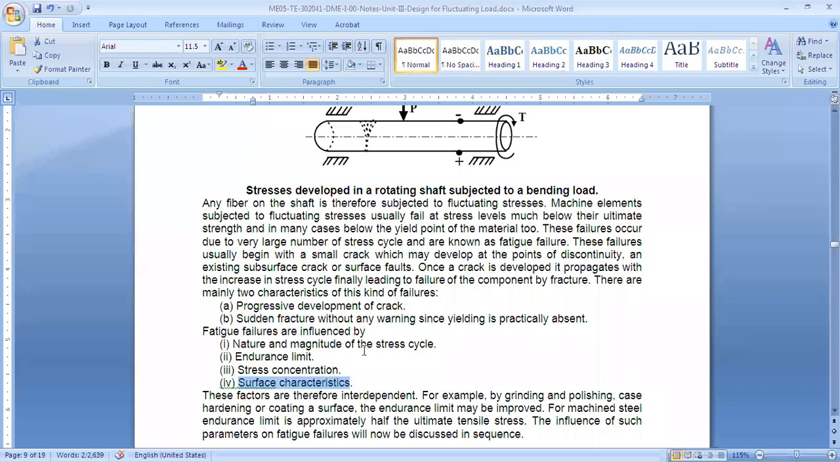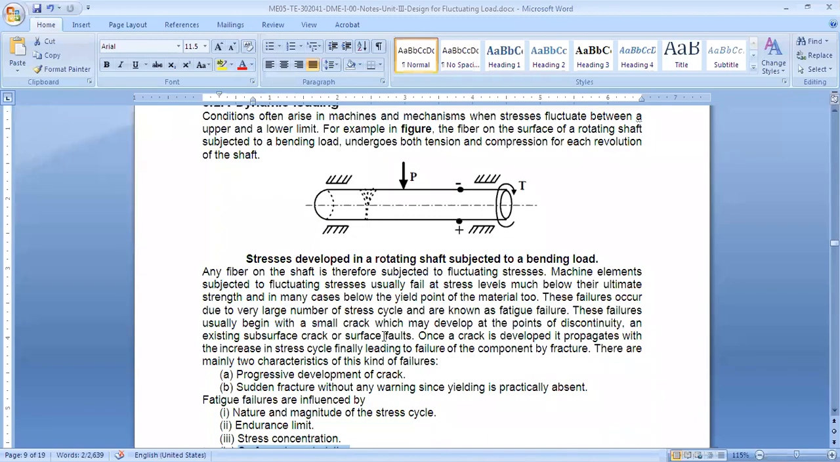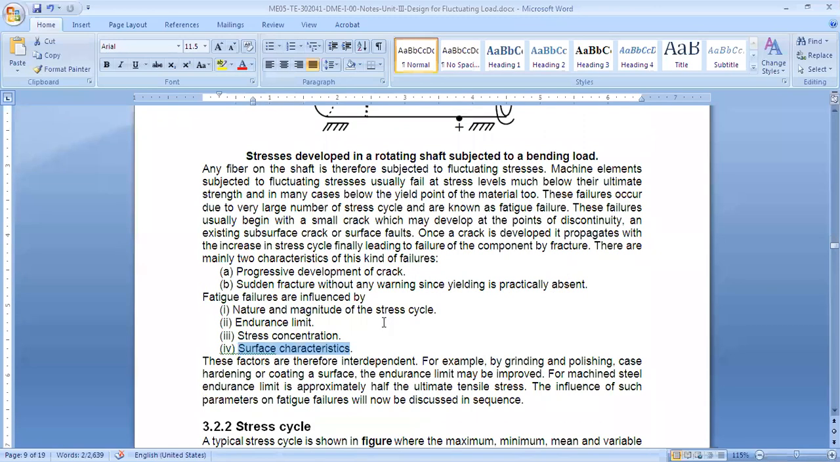So on which factors will fatigue depend? Fatigue will depend on four factors, or there are many factors but four are important. First of all, we have seen the stress cycle, if the stresses are continuously changing from sigma T to sigma C. Then the endurance limit, the stress concentration, and the surface finish. Depending on these factors, your fatigue failure will happen.